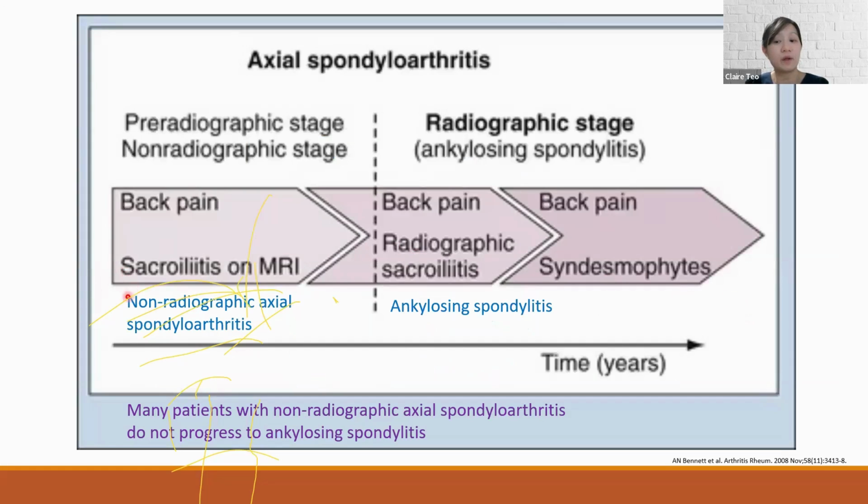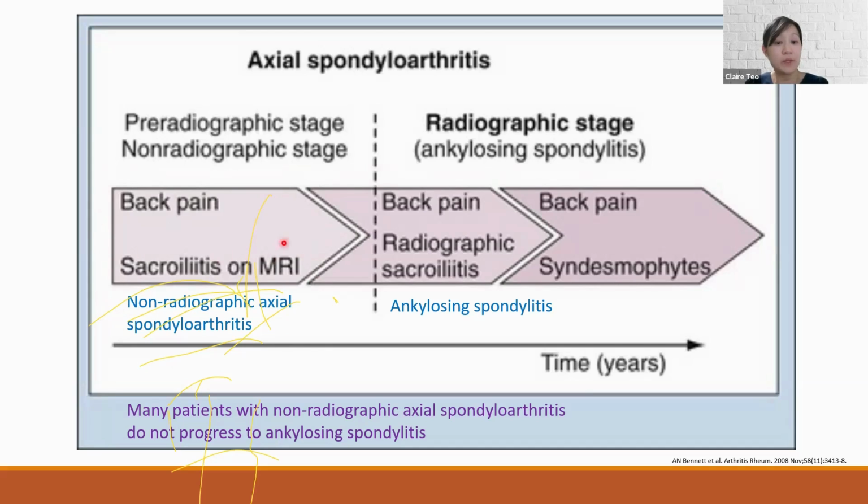So non-radiographic axial spondyloarthritis and ankylosing spondylitis are actually diseases on the spectrum of the same disease. At one end of the spectrum are people who on X-ray do not show any changes in the sacroiliac joint. This is called the non-radiographic stage or the pre-radiographic stage, where they may have back pain, they may have changes of sacroiliitis on the MRI, but on the X-rays, they do not show any definitive changes. And this is what is classified as non-radiographic axial spondyloarthritis.